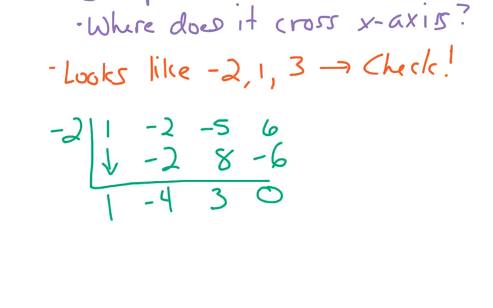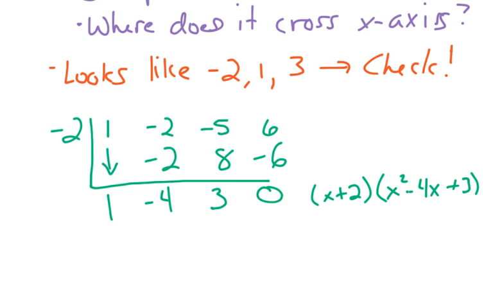Now, we could go back and test 1 with these numbers as well, but that would be the long way to do it, okay? What this line right here tells me is that x plus 2 is a factor, because remember, this is always the opposite of that. And what these numbers right here tell me is that those are the coefficients 1 degree less. So if this was x cubed, now it's x squared. So 1x squared minus 4x plus 3.